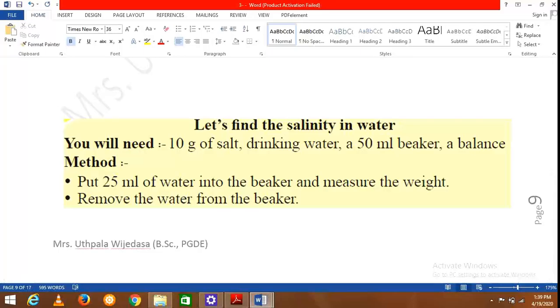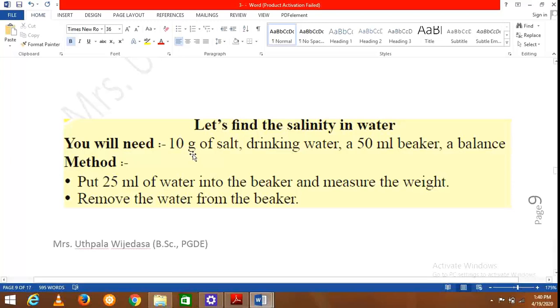Welcome to the second part of third unit of grade 6. We have discussed that there are three types of water based on salinity. They are fresh water, marine water and brackish water. Now we are going to discuss a simple activity to find the salinity in water.